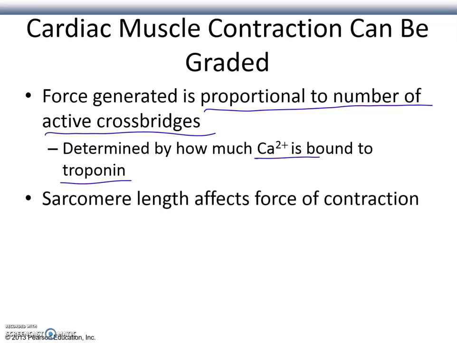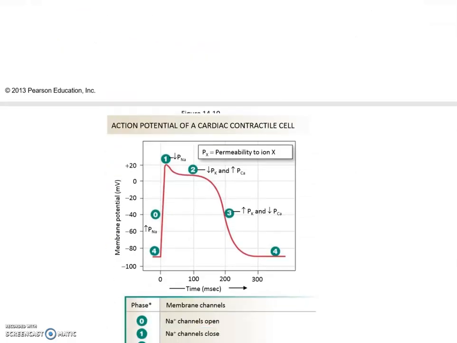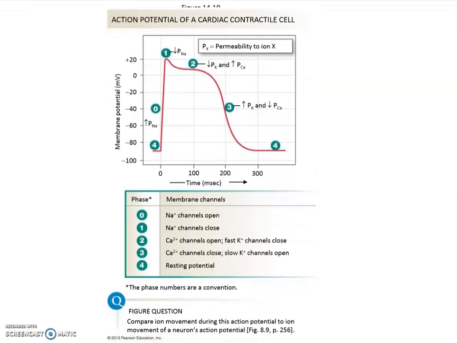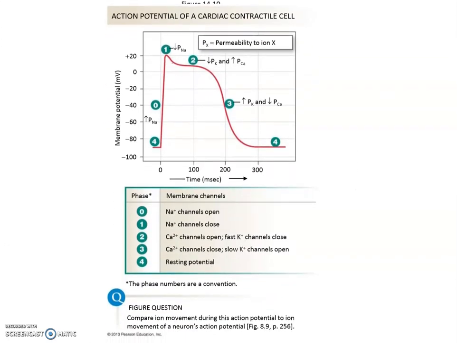It also affects the sarcomere length, and affects the force of contraction as well. Now, moving on to a very important slide in this lecture. We're going to take a look at the action potential of a myocardial cell. So, flashback to the nervous system. The nervous system action potential, the beginning here, looks similar.